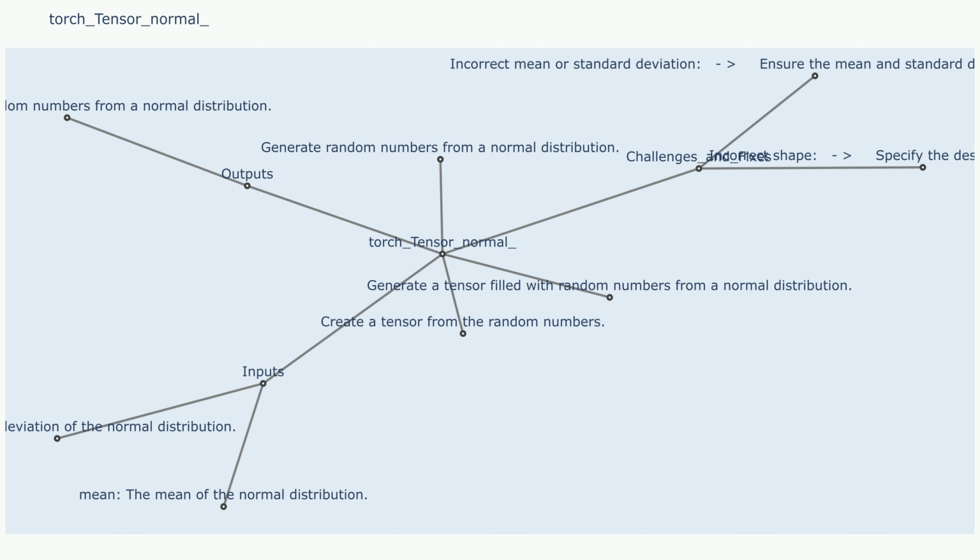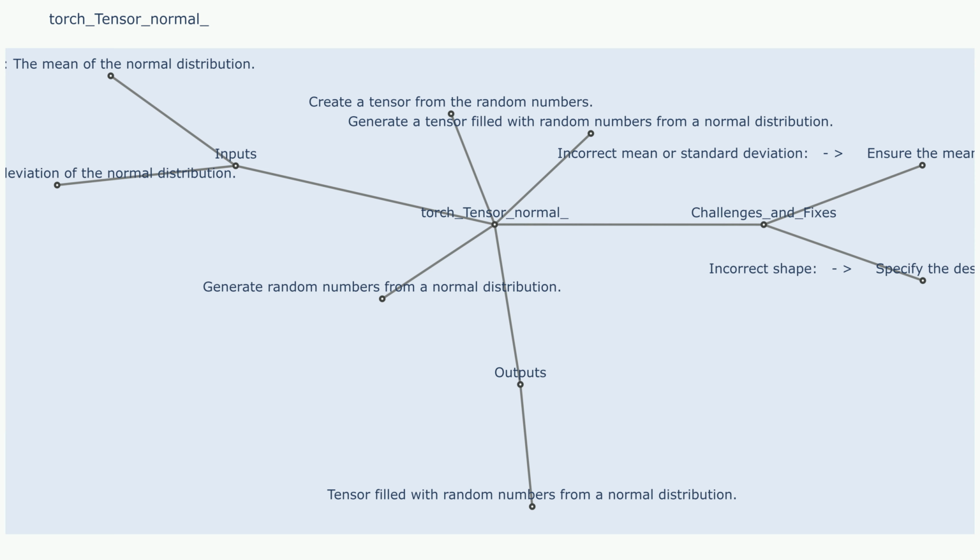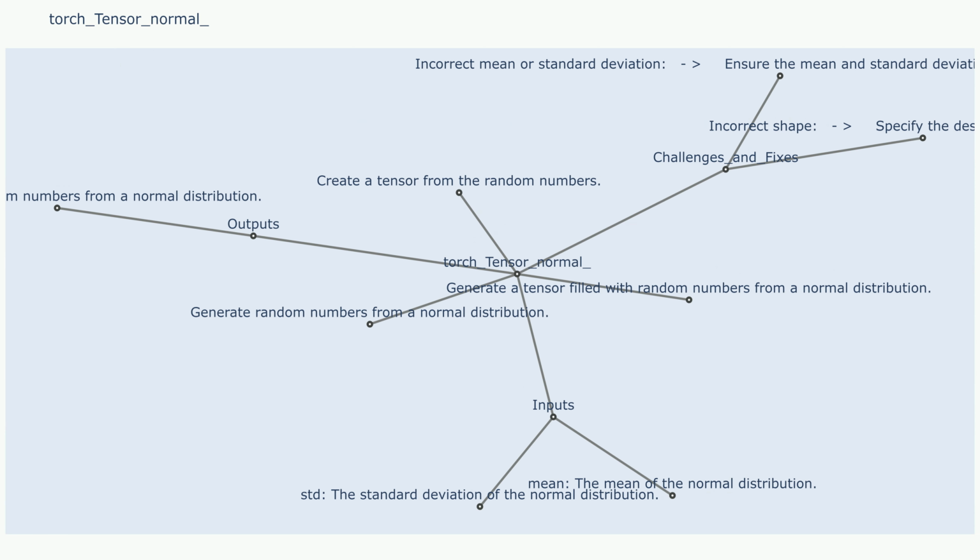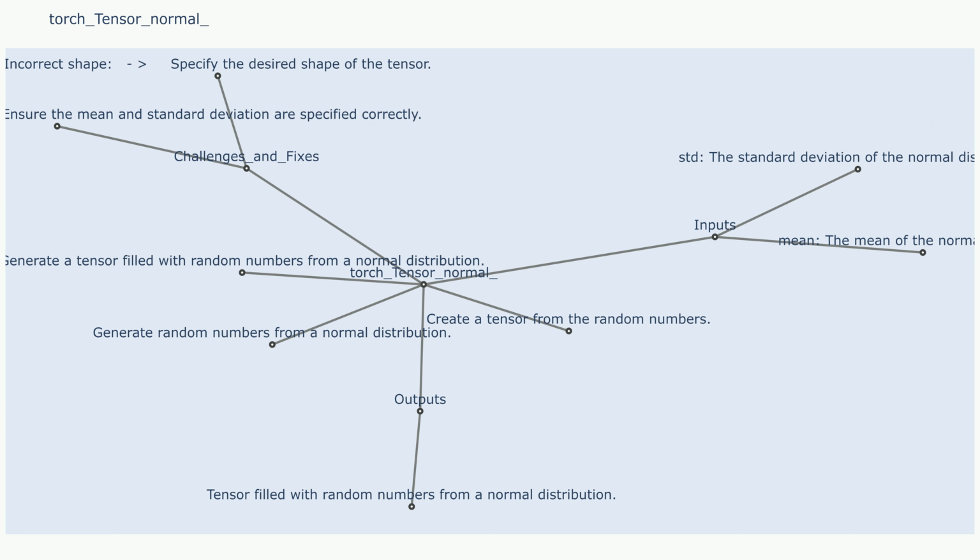Torch tensor normal. Description. The torch normal function is an in-place function that fills a tensor with random numbers drawn from a normal distribution. It operates directly on the input tensor, modifying its contents. This makes it efficient for generating random data within an existing tensor without creating a new one.